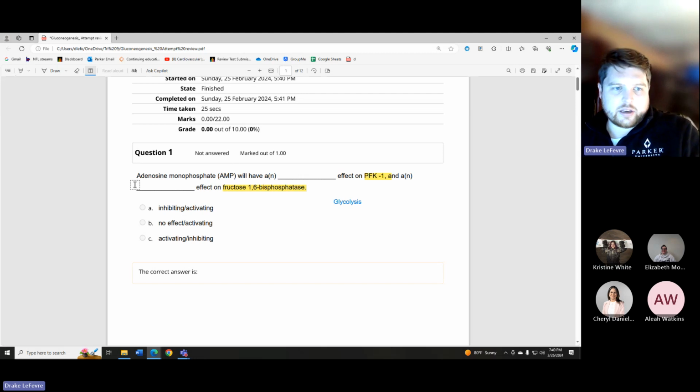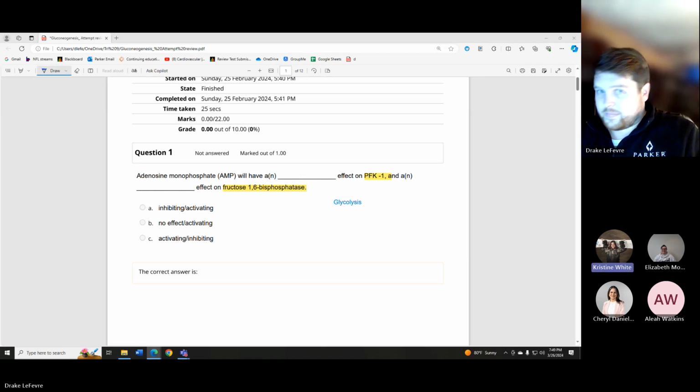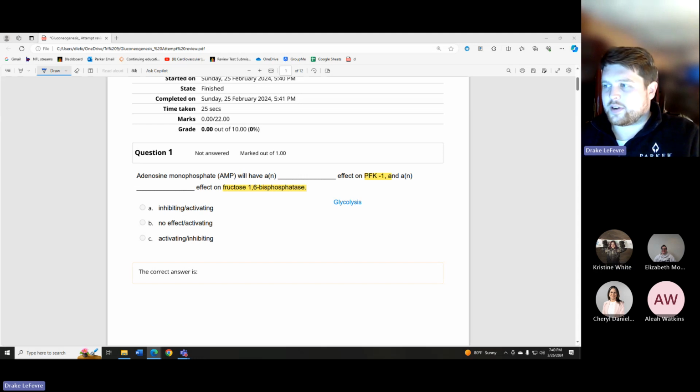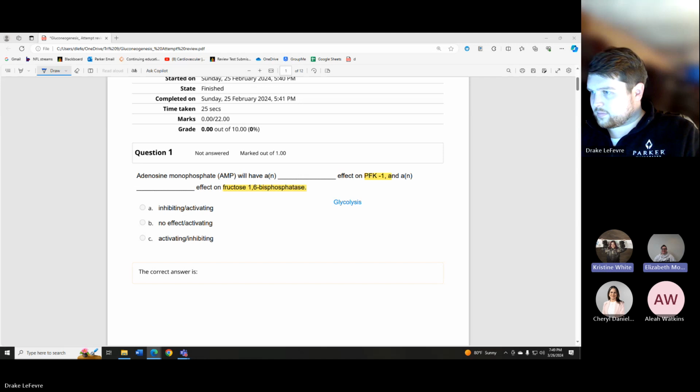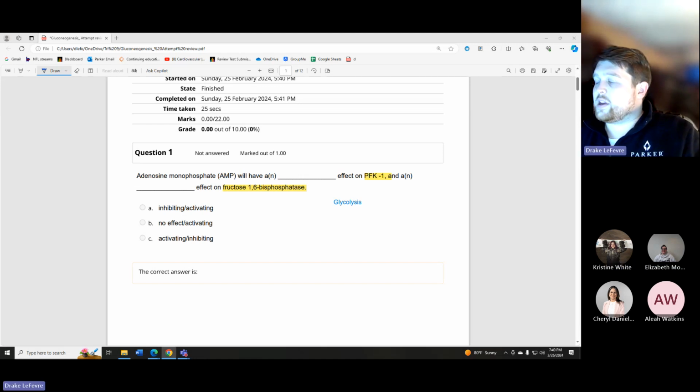Okay, so if we're looking at this question, what are we thinking as far as the answers go? It's okay, we can guess. There's no points off for guessing. I think it is going to be inhibiting and then activating. I think. Okay, so we know, right? Adenosine monophosphate, what does that eventually want to become? What are we going to turn that into?